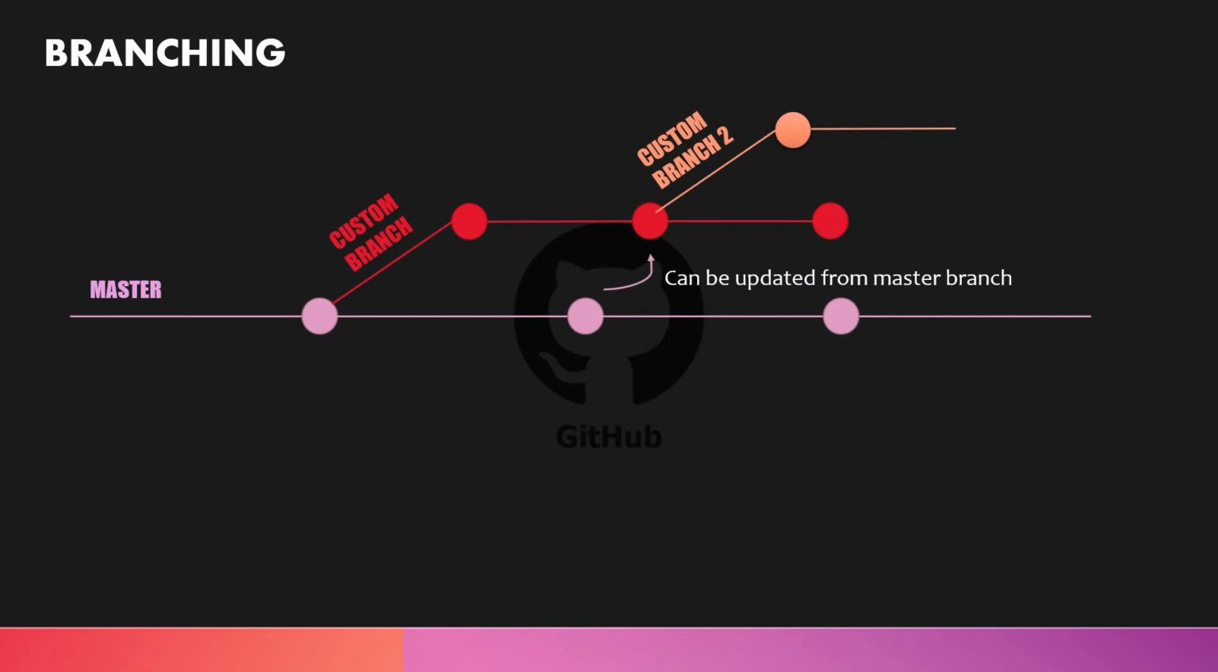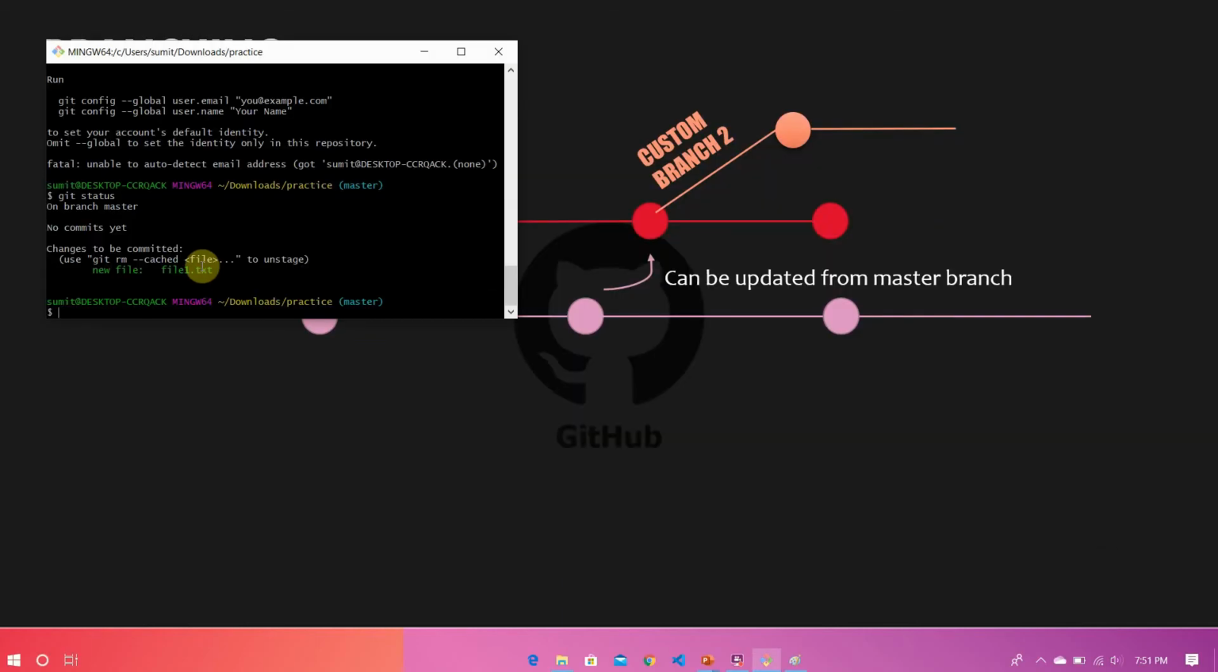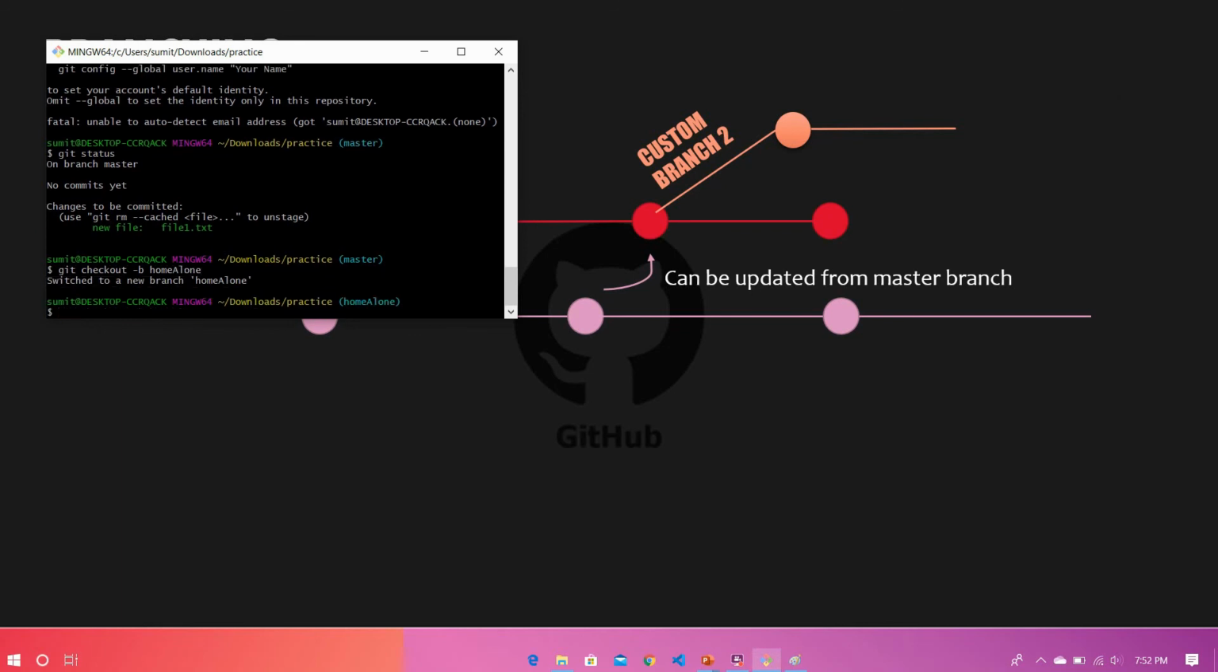So we can see an example, like I am creating a branch with git checkout. This is the creation of branch flag, and I will give the branch name as home alone. Okay, yes, we have switched to the branch home alone. We can see this here.